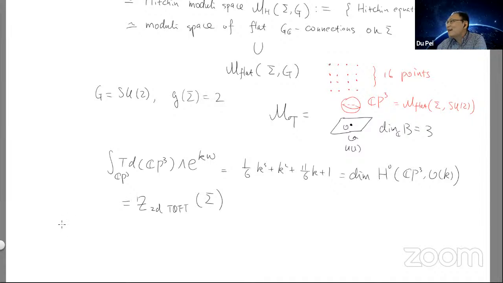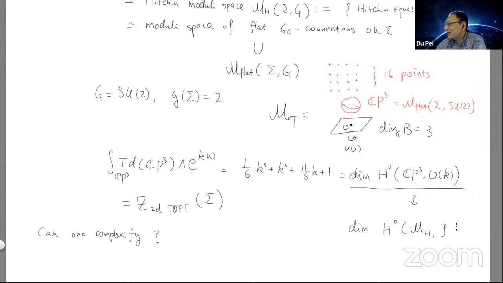Now, a natural question is, can one complexify this formula? What do I mean by complexify? Well, here, for this space, one can try to replace CP3, or the moduli space of flat connections, with a Hitchin moduli space. And then O^K will be replaced with K's power of a special line bundle, L, sometimes referred to as the determinant line bundle, over MH. This line bundle, again, has trivial higher cohomology.